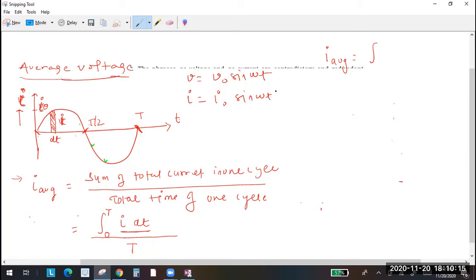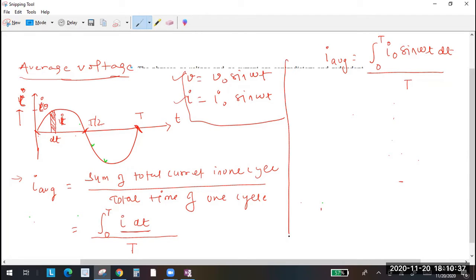So if V is equal to this function, I am assuming I to be this function. So I will write I naught sine omega t dt over T, with limit from 0 to T. Understand? Up to here was understanding, and the rest of the part depends upon whether you know integration or not. Any idea about integration?